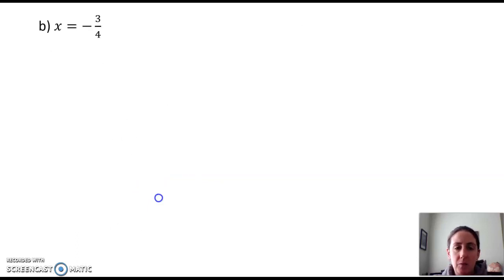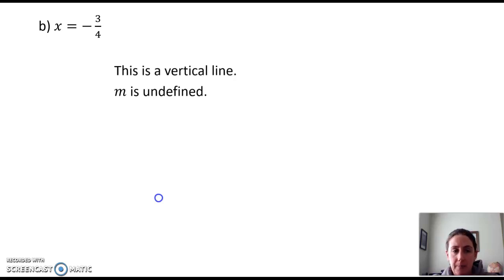x equals negative 3/4. Well, what is that? We know that x equals negative 3/4 means that the x value is never going to change. So no matter what your y value is, your x is always going to be negative 3/4. That forms a vertical line. And in a previous video, we talked about how the slope of a vertical line is undefined.